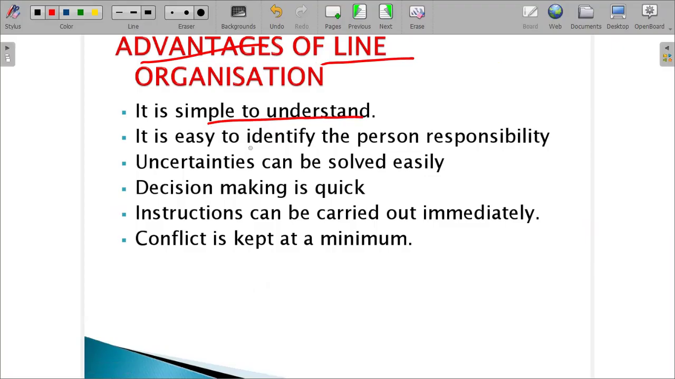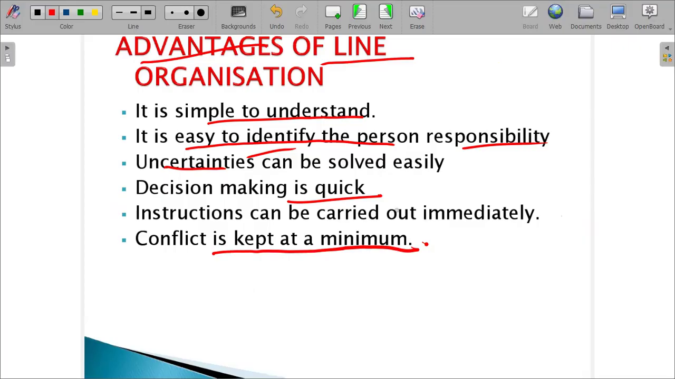It is very simple to understand. It is very easy for a person to identify the person who is responsible, and uncertainties can be resolved easily. Decision making is quick since the manager is the one who will be making all decisions. Instructions can be carried out immediately because there is no supervisory management. The manager will just give instructions, and employees will work according to them. So conflict is kept at a minimum within a line organization.